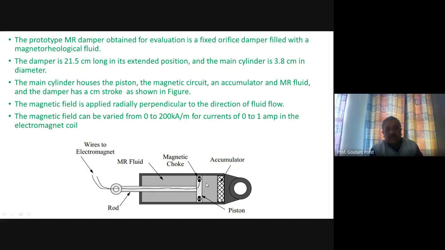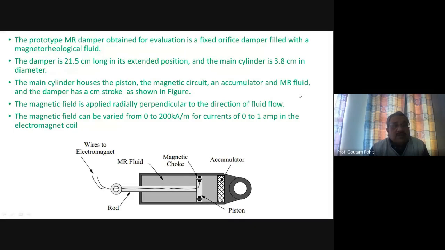So accordingly, movement of this piston rod we can control. The damper is 21.5 centimeter long in its extended position, and the main cylinder is 3.8 centimeter in diameter, whatever they have done. The main cylinder houses the piston, magnetic circuit, and an accumulator. There is an accumulator here, okay, and MR fluid.